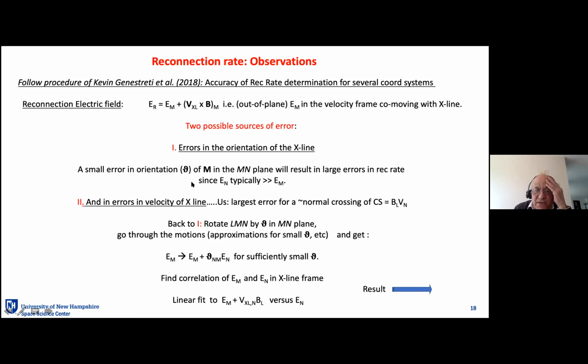So back to this rotation business, because this requires some care. We rotate the LMN by an angle theta, go through the motions, take the simplifications, etc.